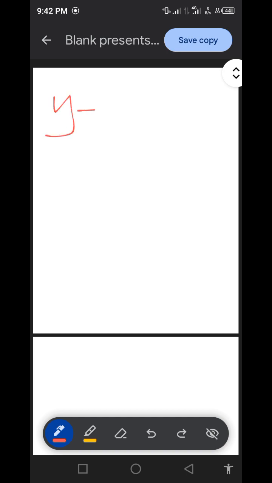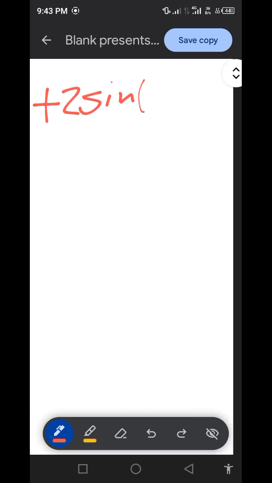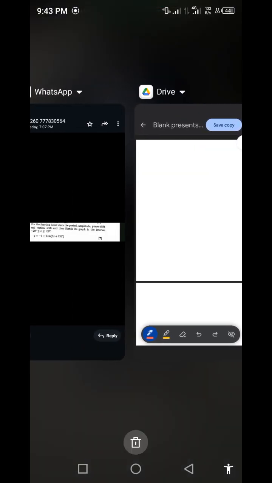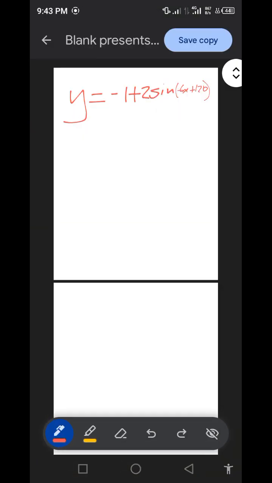So if we write the function, we'll have -1 plus 2 sine (6x plus 120 degrees), right? So that is what we have. Let's hope it's correctly written here.